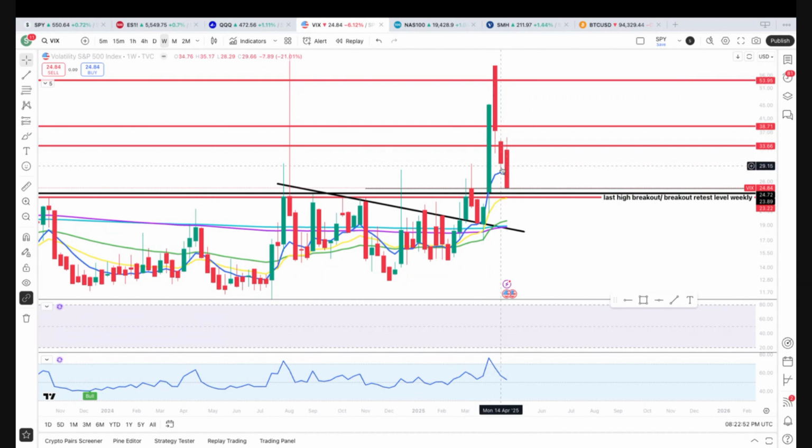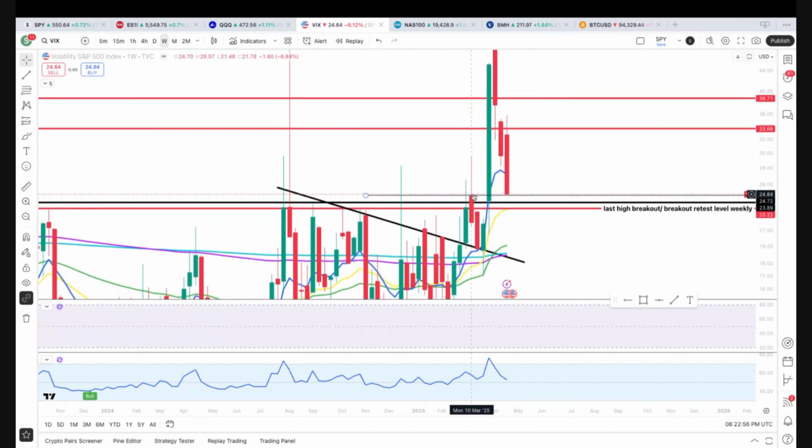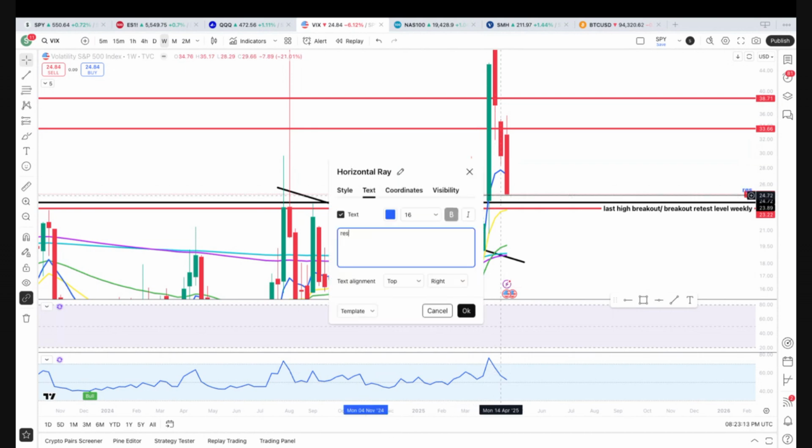Now we came back for 3 weeks, but just to retest this high, because for the VIX to go higher, it needed to break out above 24.84. It finally did. This week it gapped up. So this was the high that we had broken out from, and here we are for 3 weeks. We came and perfectly closed above this weekly retest level. So we're at a retest level on the weekly.